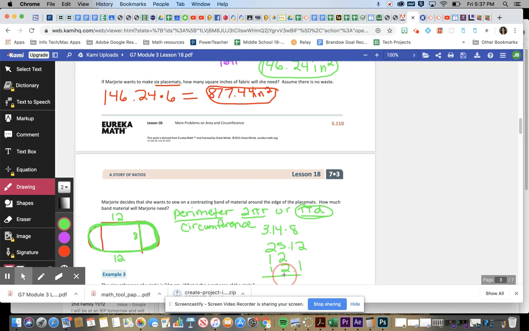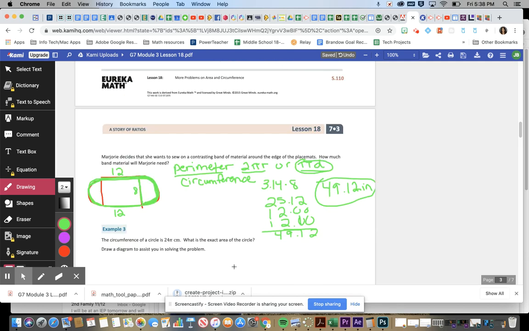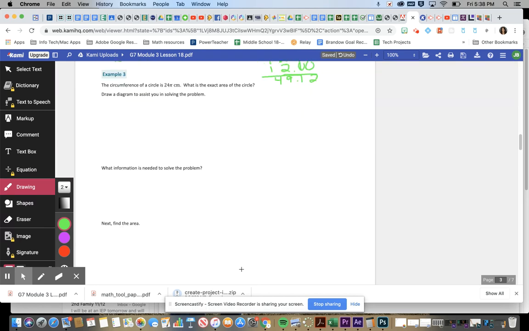0, 0, 0, 0. Okay, so that's 2, 1, 5, 2, and 2 more makes 9, and 2 plus 1 plus 1 is 4. So our total perimeter would be 49 and 12/100 inches of fabric to go around the outside band of those placemats.